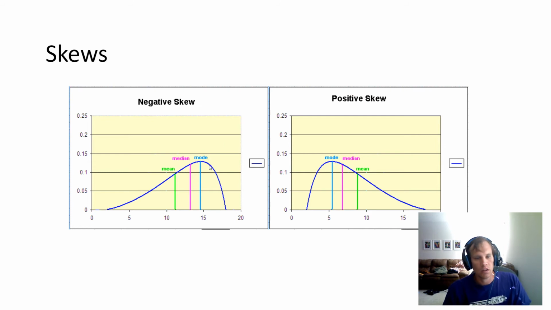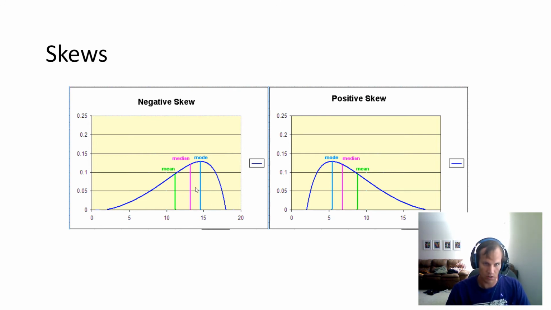Now, if you have most of your data on the higher end, and then you have a few notable exceptions, think about running speed. This is the time in seconds it takes them to go a certain distance. Most people run about the same speed, but you have people who are really, really fast, and they can get a lot faster. So they have fewer data points out here, which skews that distribution negatively. There are a few negative outliers.